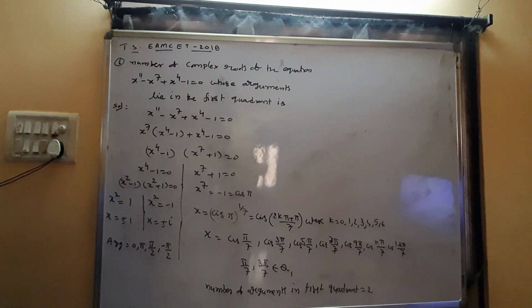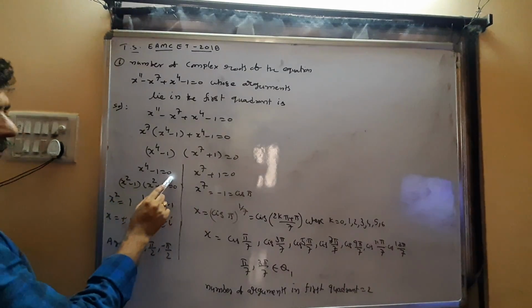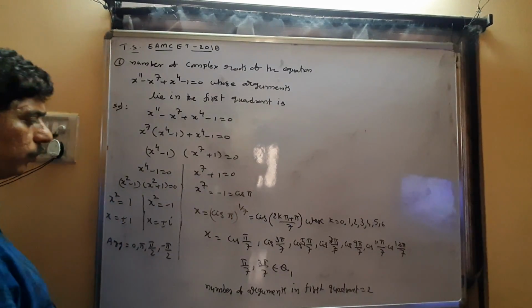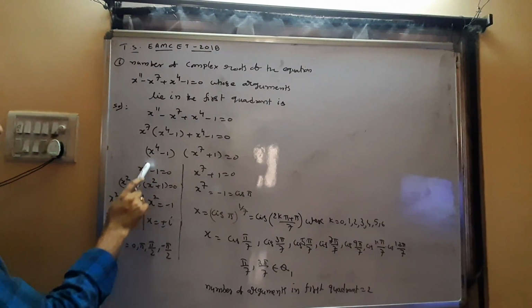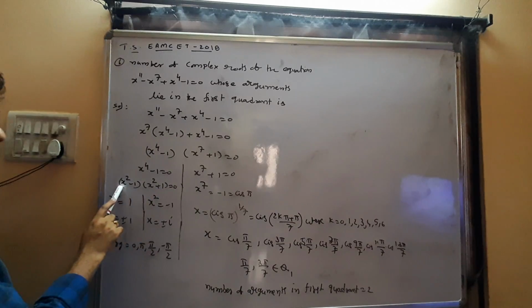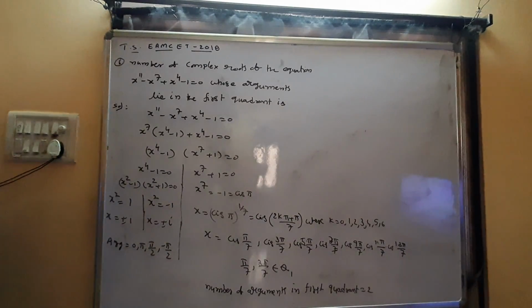Now we know the factorization. You have to do the factorization. We get x^4 minus 1 equal to 0 and x^7 plus 1 equal to 0. x^4 minus 1 can be written as (x^2)^2 minus 1^2. a^2 minus b^2 means (a minus b)(a plus b) equal to 0. So x^2 minus 1 equal to 0, then x^2 equal to 1, then x will be plus or minus 1.